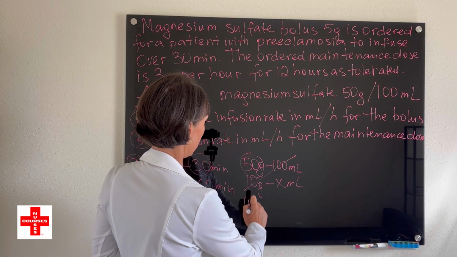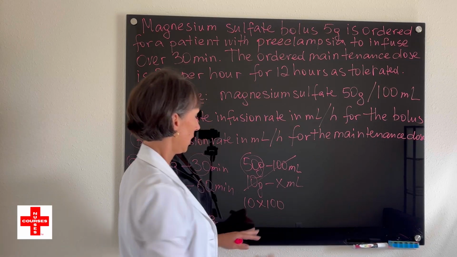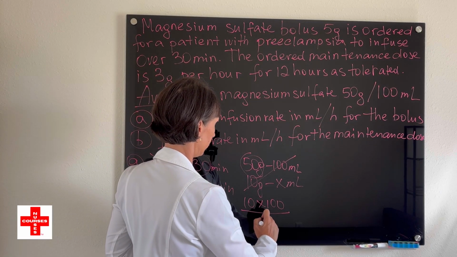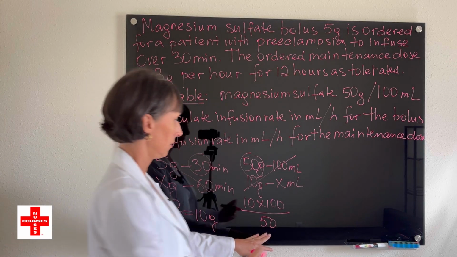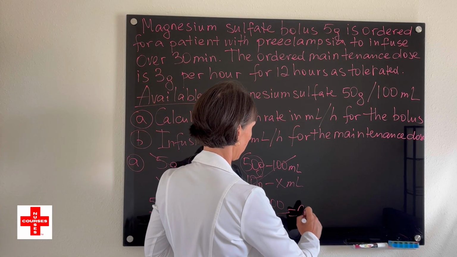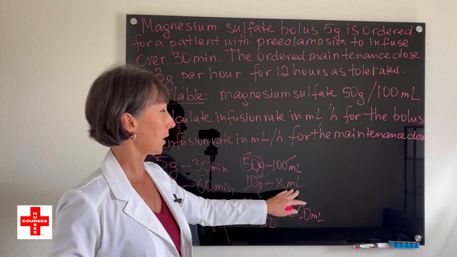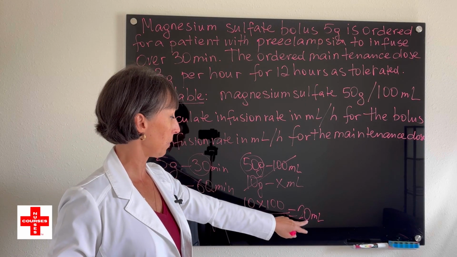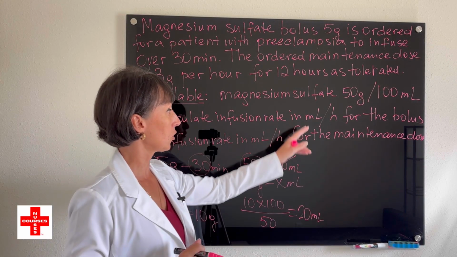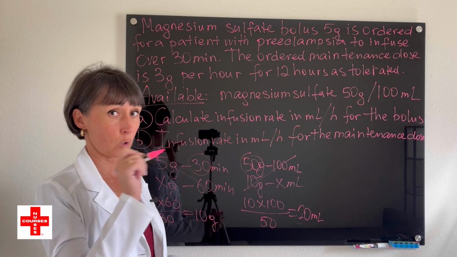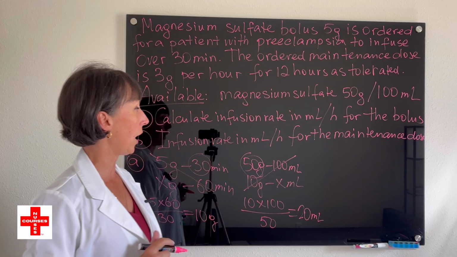And I get 10 times 100 divided by 50. And I found 20 milliliters. I set my X under milliliters, so I know I found milliliters. That's how many milliliters per hour I will be given as a bolus. I will set on my pump, 20 milliliters per hour.